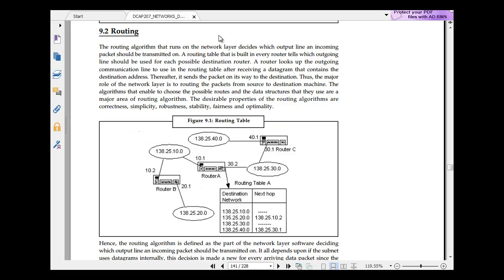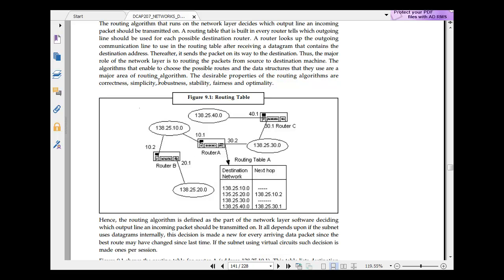The routing algorithm that runs on the network layer decides which output line the incoming packet should go out on. The routing table that is built in a router tells which outgoing line should be used for each destination. The router looks up the outgoing communication line to use in the routing table, using the destination address. Therefore, it sends the packets on their way. Thus, a major role of the network layer is to route the packets from source to destination.